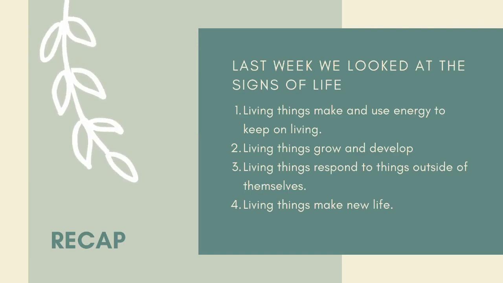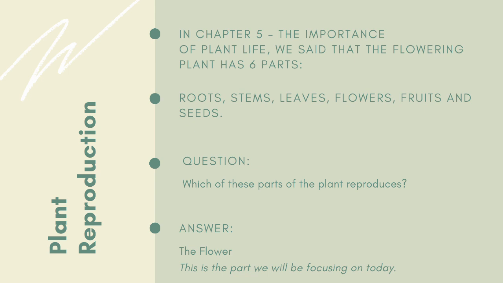Right, so we'll move on to the new lesson, plant reproduction. Do you remember in chapter 5 when we looked at the importance of plant life? We said that the flowering plant has 6 parts. If you can remember, you can name them with me. Roots, stems, leaves, flowers, fruit, and seeds. Now, which of these parts of the plant reproduce? Yes, the flower. This is the part we will be focusing on today.